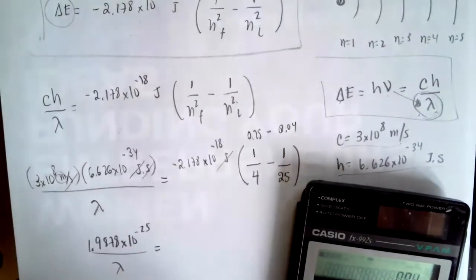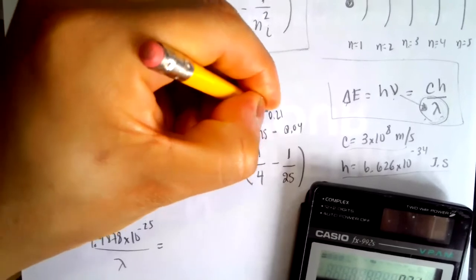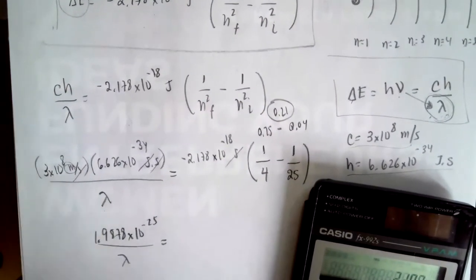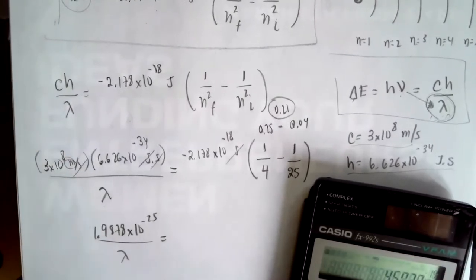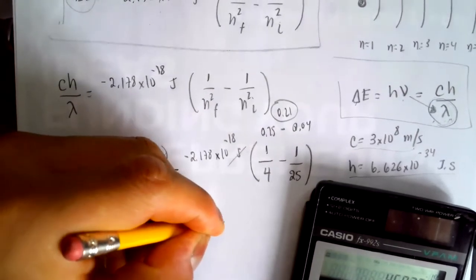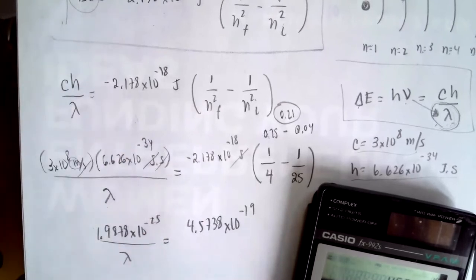That means that this is going to be 0.21. Okay? 0.21 times 2.178 times 10 to the minus 18. This is equal to 4.5738 times 10 to the minus 19.